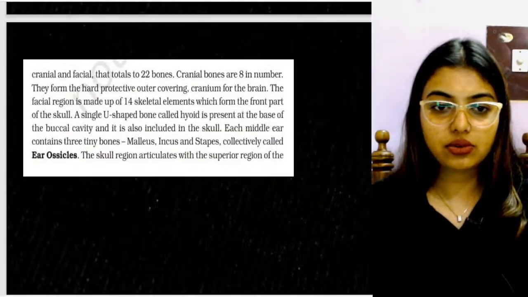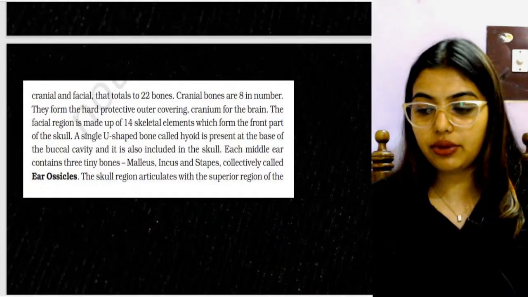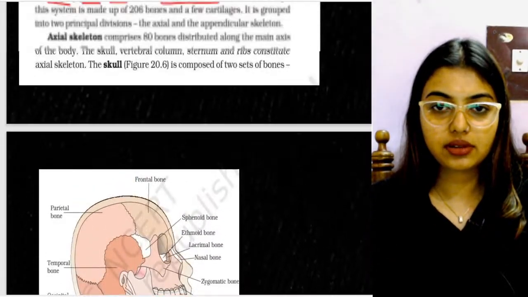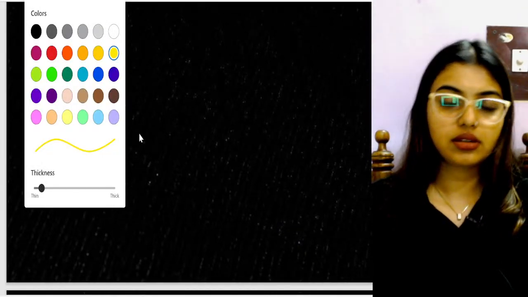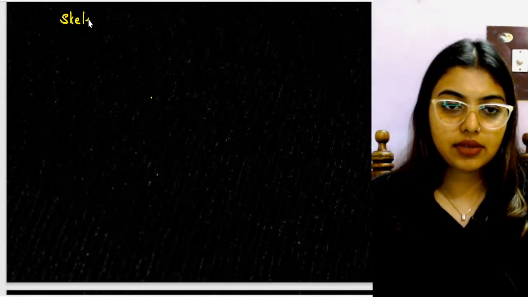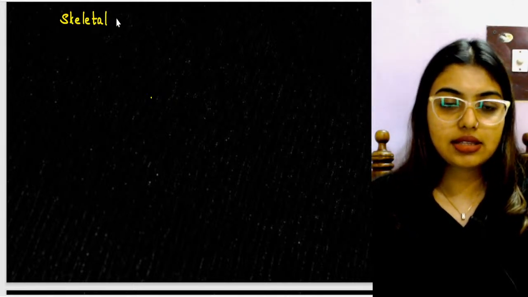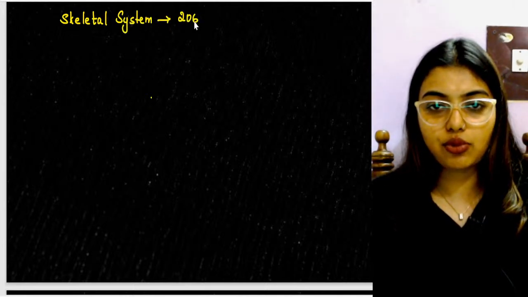Okay, now 1 second. Before I go into this, students, here I'm going to write a few things. Yes. So your entire skeletal system has how many bones? 206 bones.